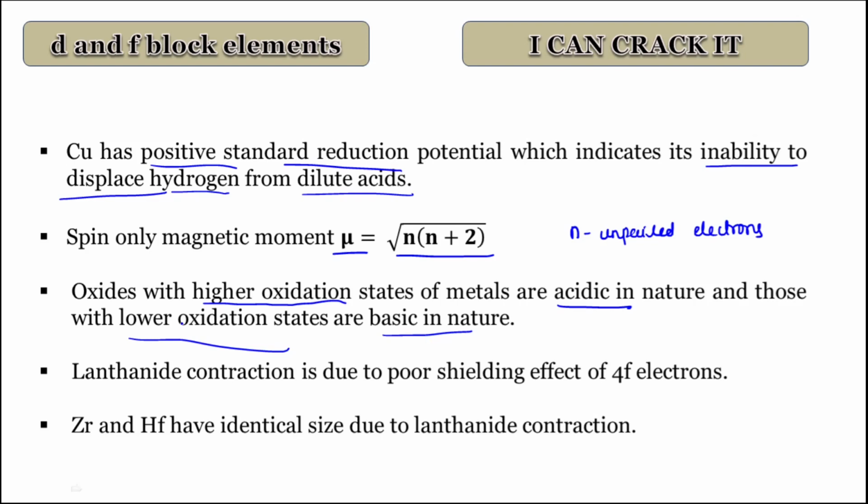Now coming to f block elements, and here lanthanide contraction. Okay, this is the gradual decrease in the size of the lanthanide series. This is called lanthanide contraction. This is because of the poor shielding effect of 4f electrons, and also because of the increase in effective nuclear charge. Right, a consequence of lanthanide contraction is that zirconium and hafnium have identical size.